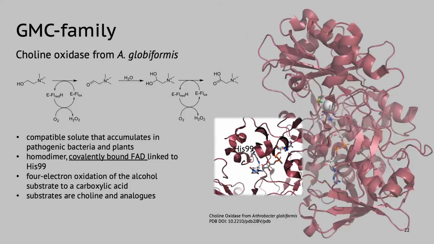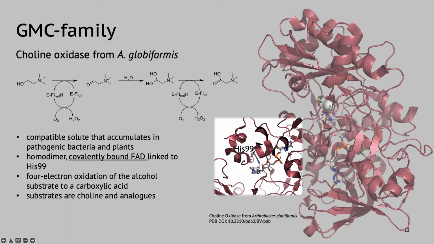So choline oxidase catalyzes the oxidation of choline to glycine betaine, a compatible solute that accumulates in pathogenic bacteria and plants so they can withstand osmotic and temperature stresses. The enzyme is a homodimer with each subunit containing a covalently bound cofactor, and this is linked to histidine 99, and here you can see the covalent bond.